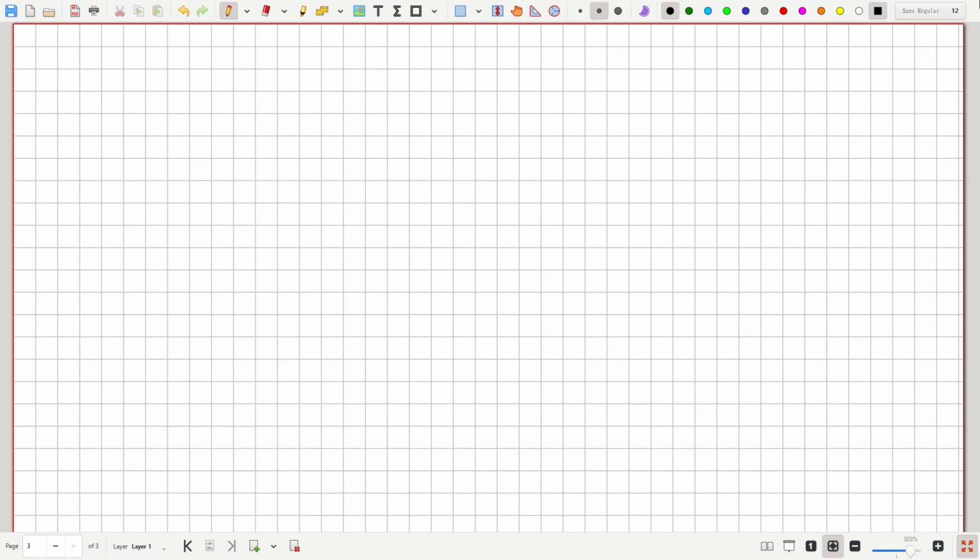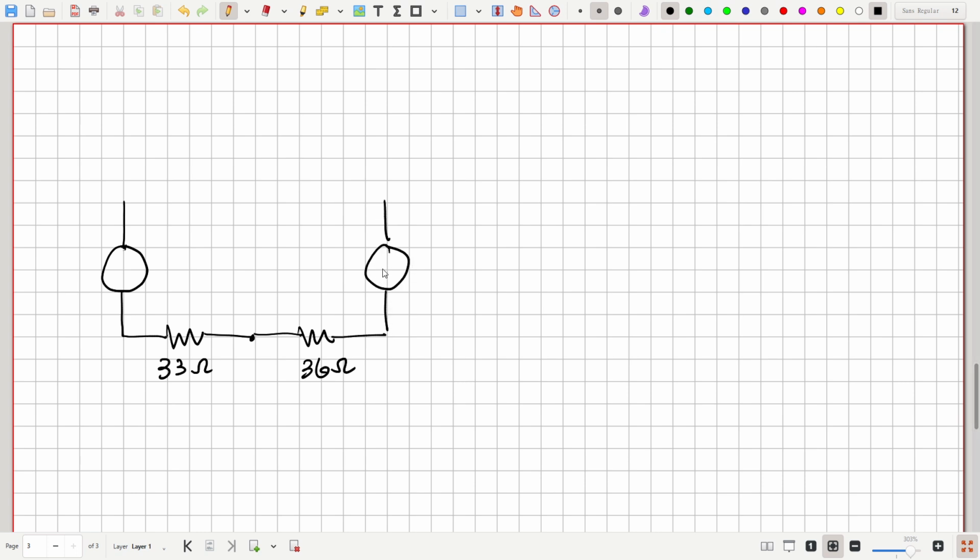Now let's modify that previous example by adding one resistor that's going to change the way we analyze the circuit. So now we're going to have a new resistor here, 33 ohms. Here is where before we had that 36 ohm resistor. Here's our two sources. This is the 50 volt and the 100 volt source.